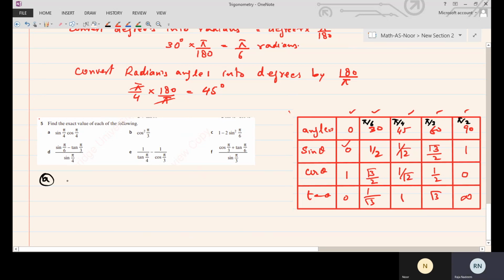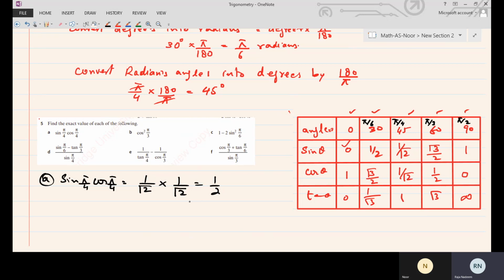So in part A, when it is sine pi by 4 into cos of pi by 4, by looking into the table, sine pi by 4 will give you 1 over under root 2, cos pi by 4 is also equal to 1 over under root 2, so the final answer is 1 over 2. So what did we do to the pi over 4?